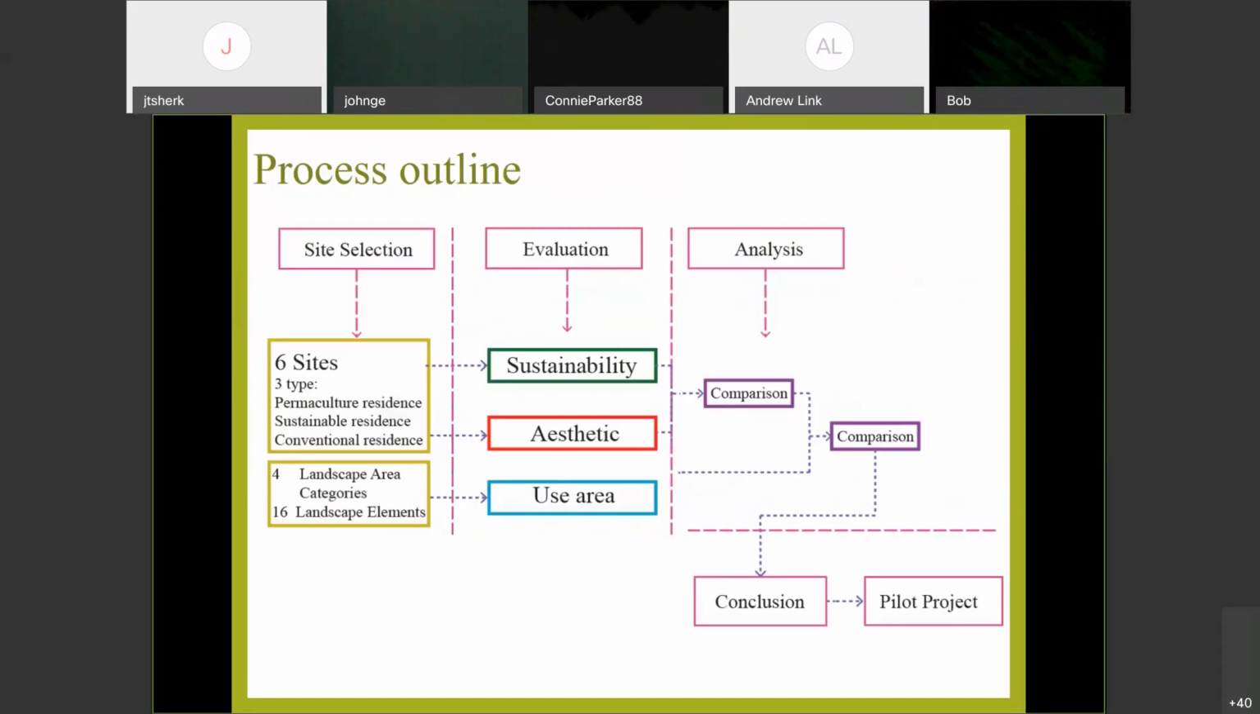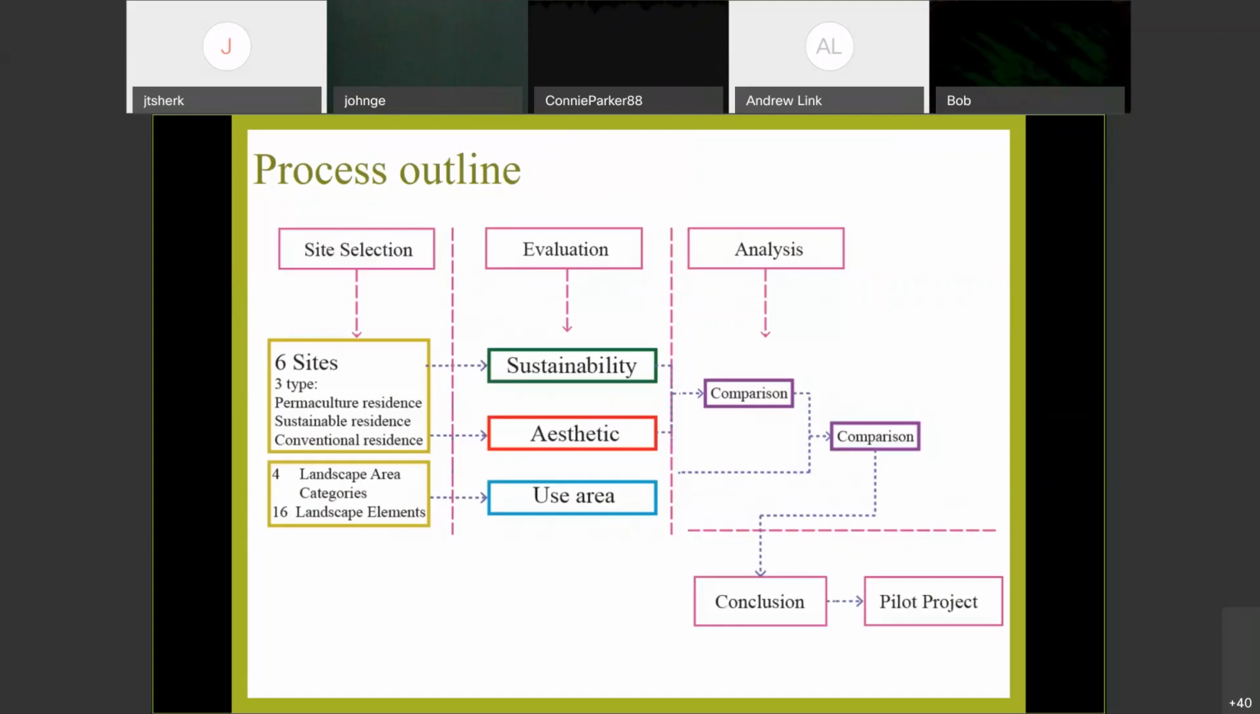So we studied 6 sites, and we had 3 levels: high sustainability, medium, and low, or permaculture, sustainable, and conventional. And we chose 2 sites for each one of those categories. And then we looked at them through the lens of the Sustainable Sites Initiative rating system.